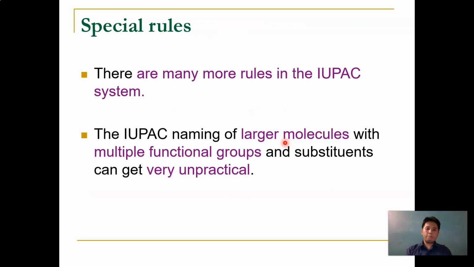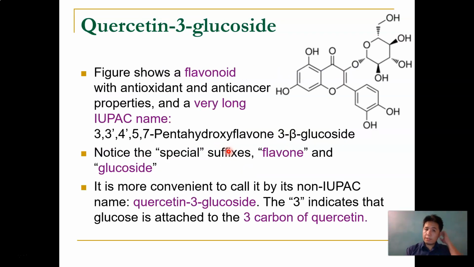Okay, so there are actually many more rules in the IUPAC system, and like many rules in chemistry, the IUPAC system has many layers. These are just the first few layers. IUPAC has special rules for larger molecules, but IUPAC naming in general can get a little bit impractical for larger molecules. So this example here is to illustrate. This is a flavonoid.